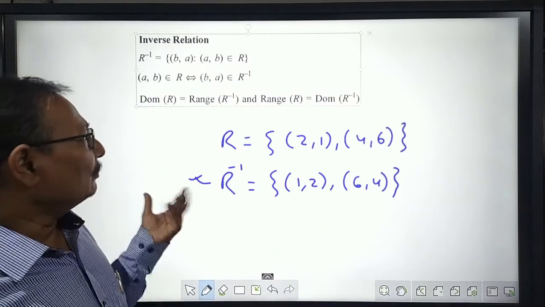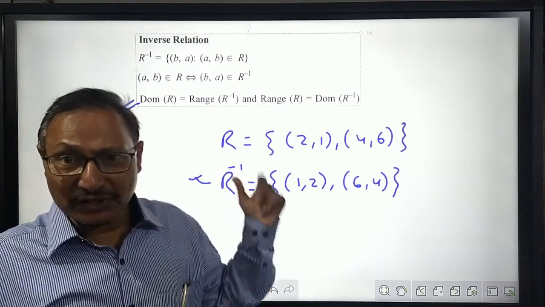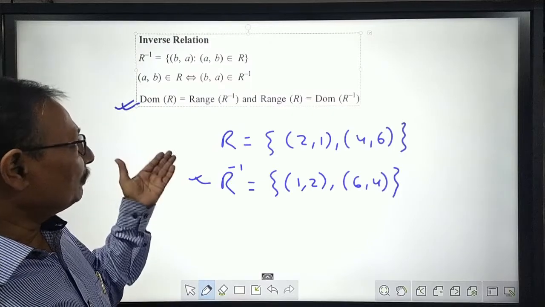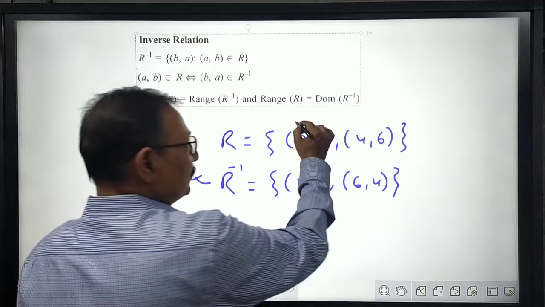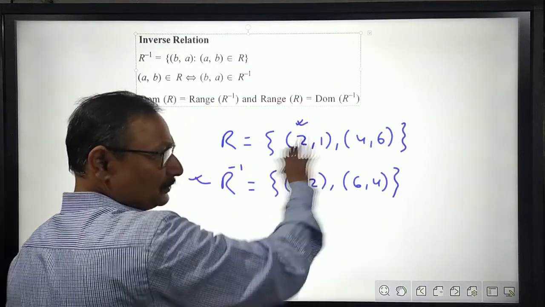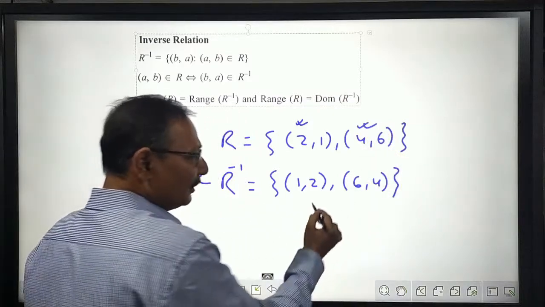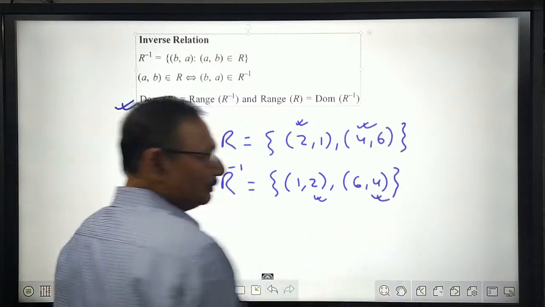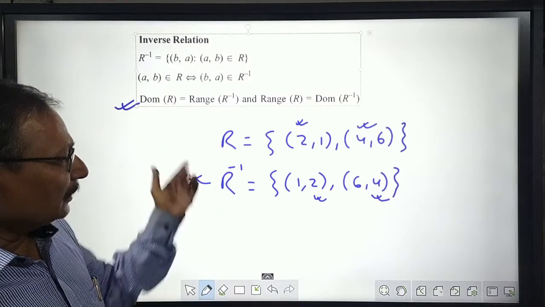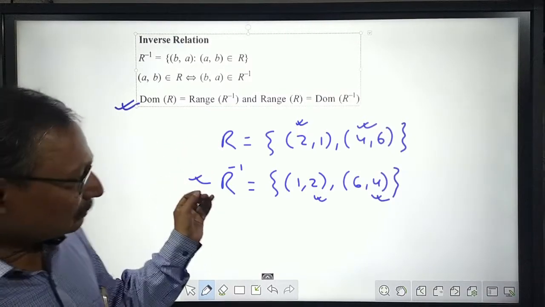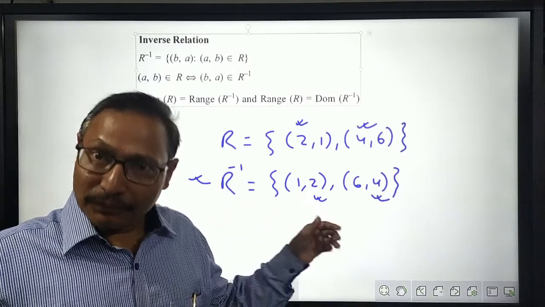Okay, and now this is a very simple point. Actually, the domain of R is the range of R inverse. Clearly, the first elements of relation R, 2 and 4, are now the second elements of R inverse. So clearly, the domain of R has now become the range of R inverse.